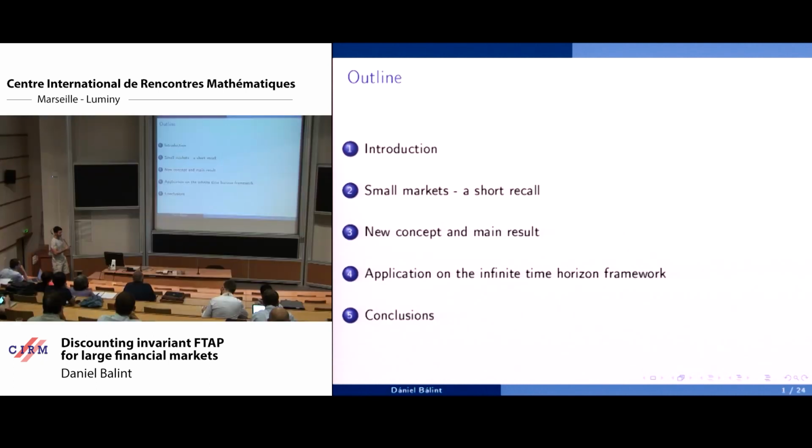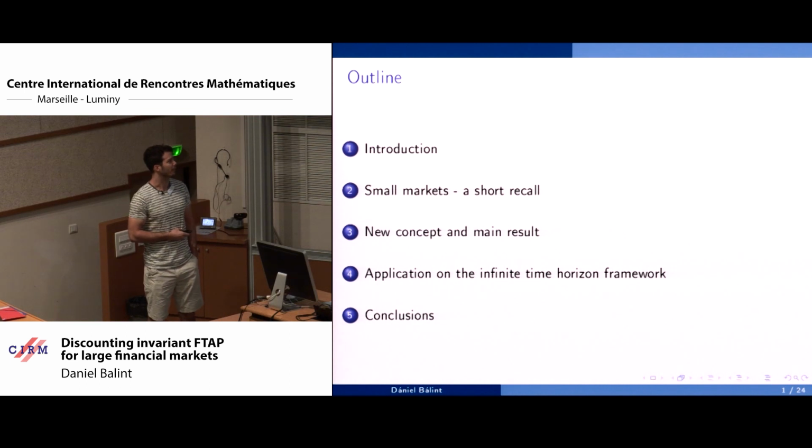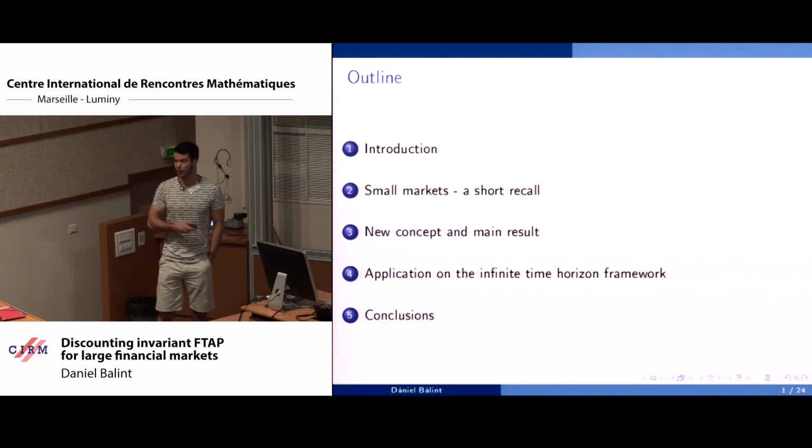Okay, so the quick outline of the talk. We start by introducing large markets. Then we need to recall briefly some small market results in order to then be able to introduce a new concept and main results in a large market framework. And at the end, if time allows, we present some applications and conclude.